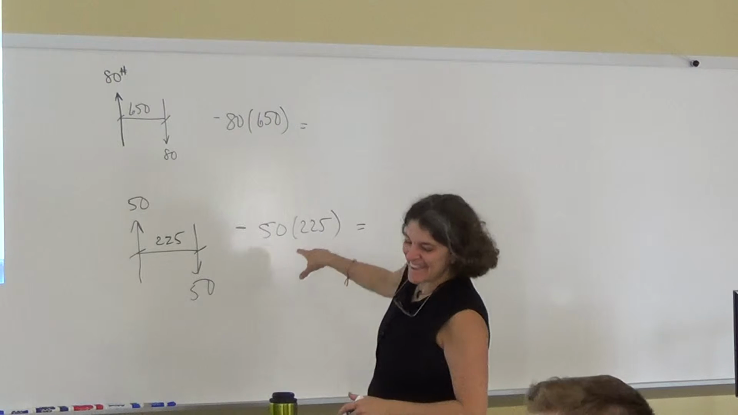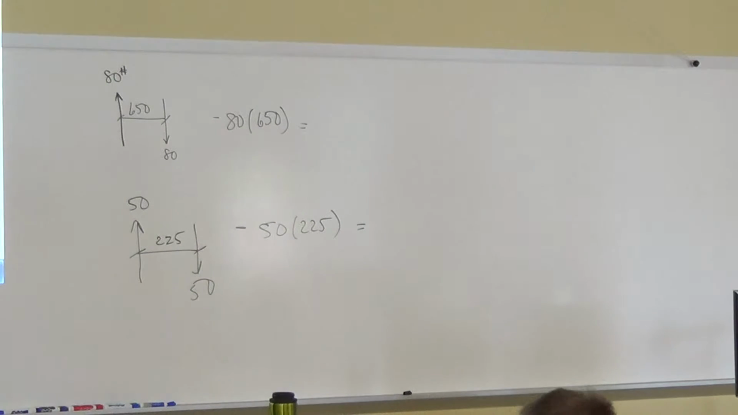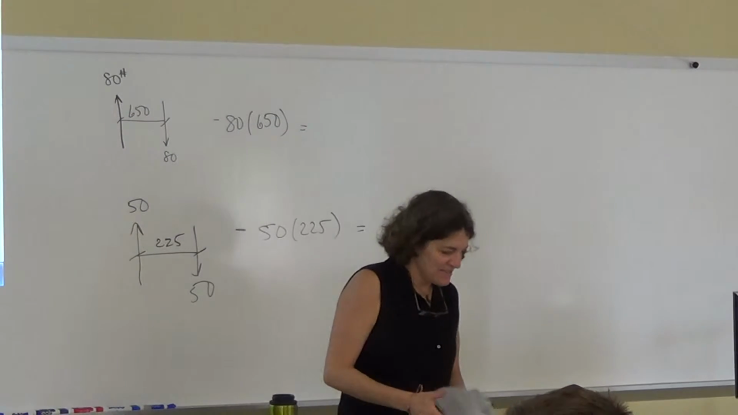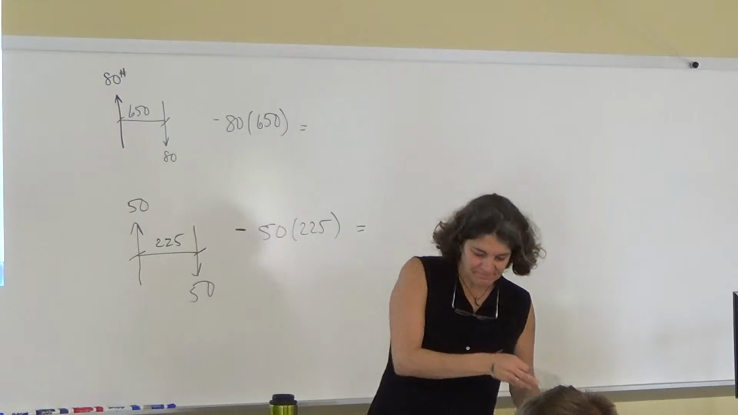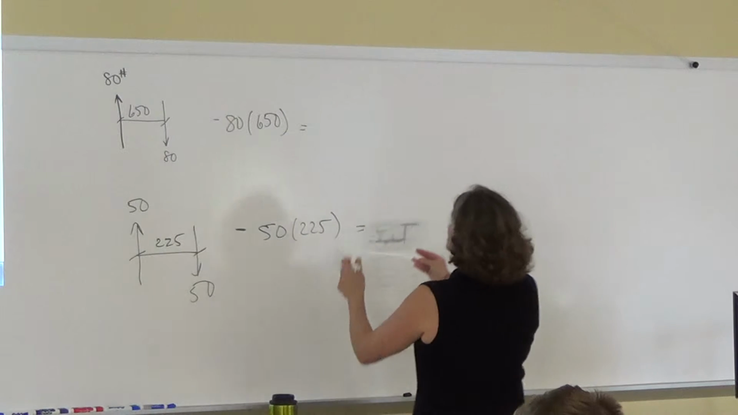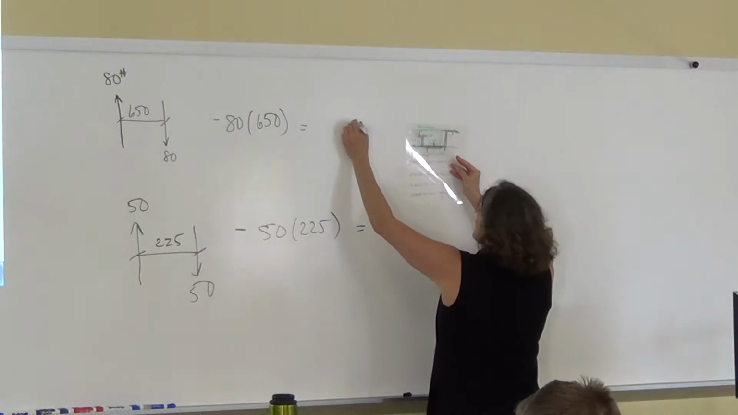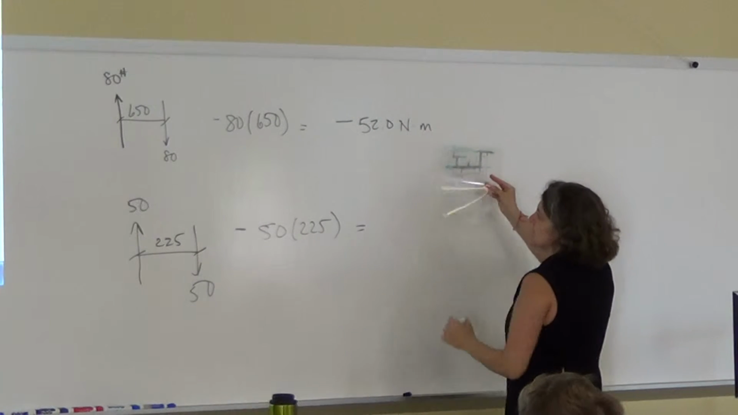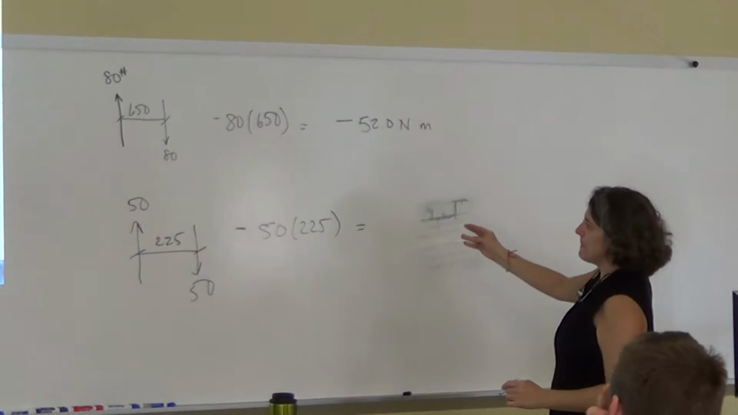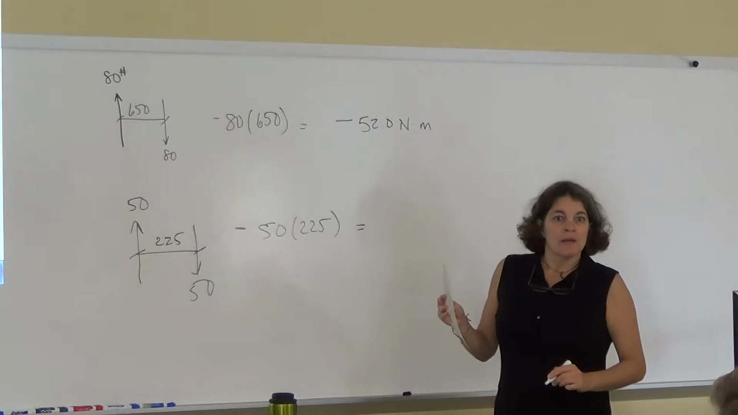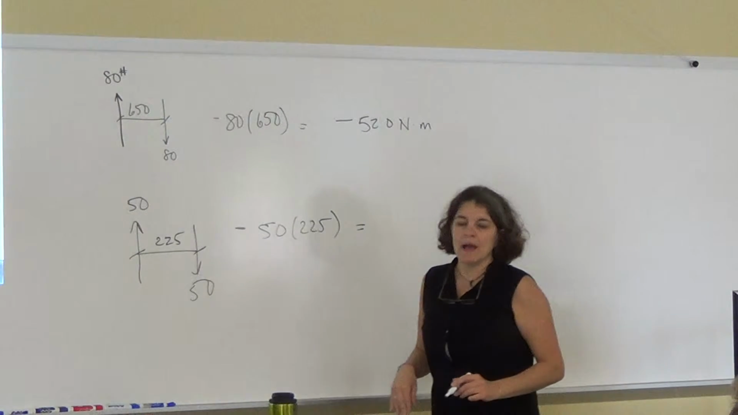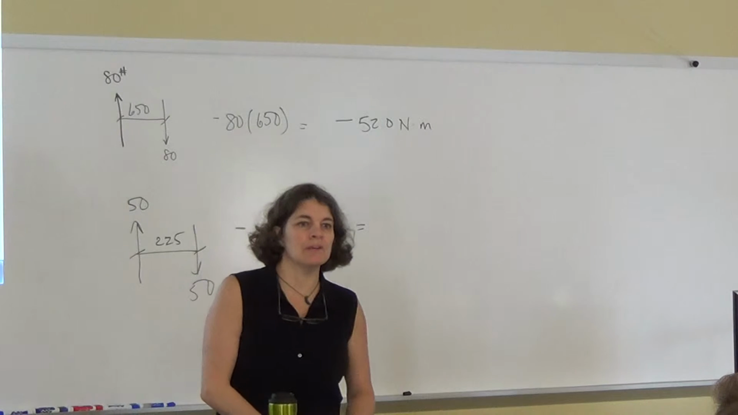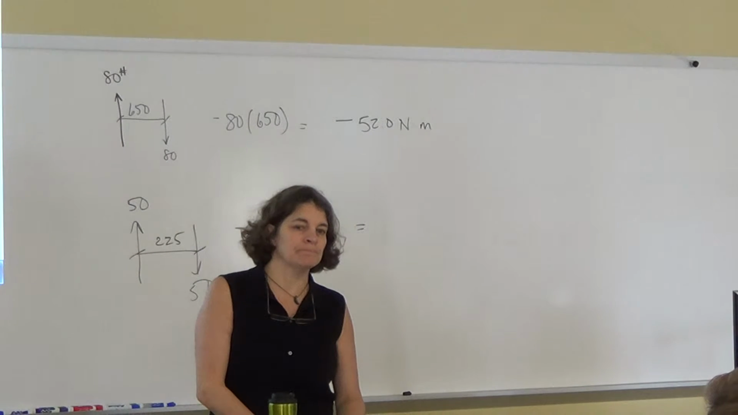Okay, let's do the math. So 60 times 325, or I'll write it down. So the 80 came out to be, I changed the units, negative 52.0 Newton meters. I have a question on the units. If we change the units, how many decimal places do we keep? Good question. We're now into moments, so we're multiplying everything, so I would just round it, whatever's convenient.